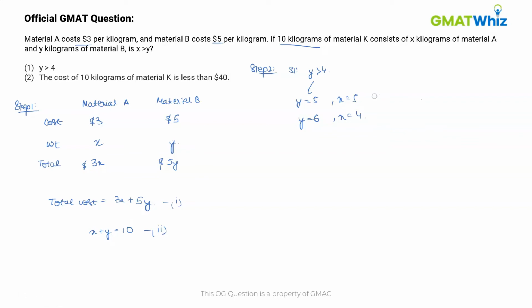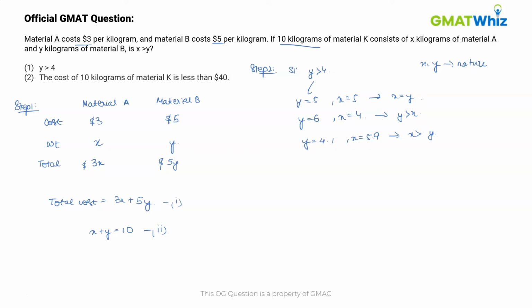Now in this case we have that x is equal to y, and in the other case we have that y is greater than x. There is one case that you might probably miss out, which is that we don't know about the nature of x and y. They can be integers or they can be real numbers. So we can also take y to be equal to 4.1 and x to be equal to 5.9. And in this case we have that x is greater than y.